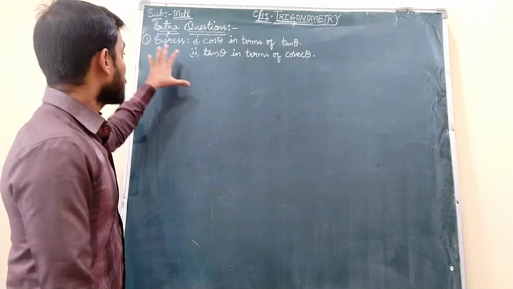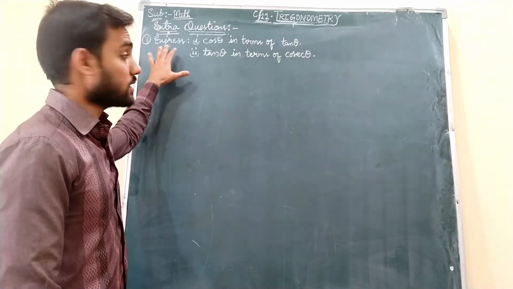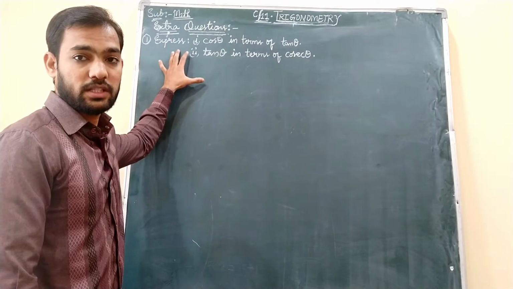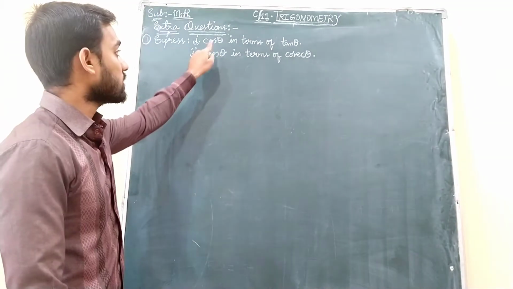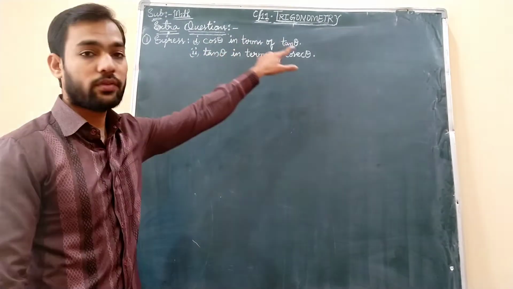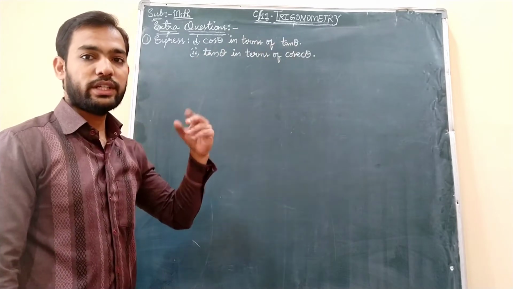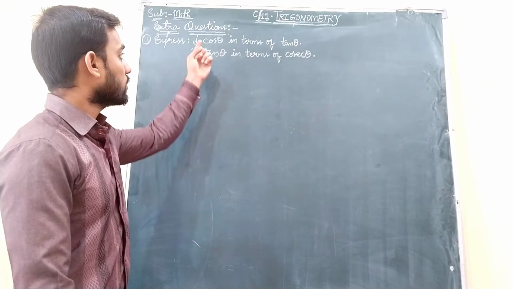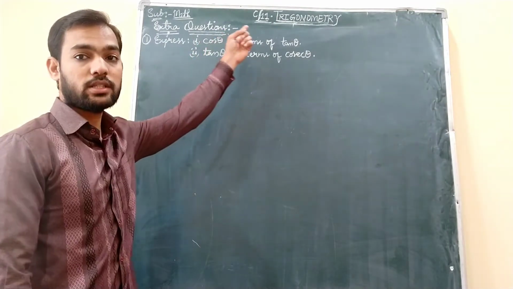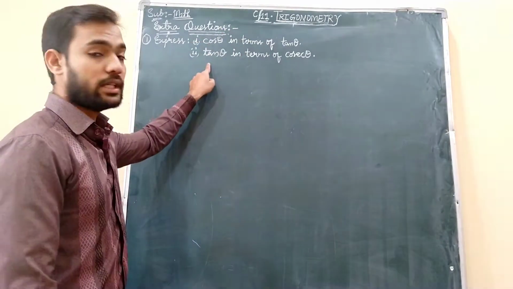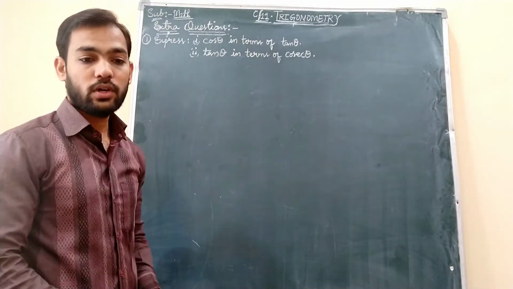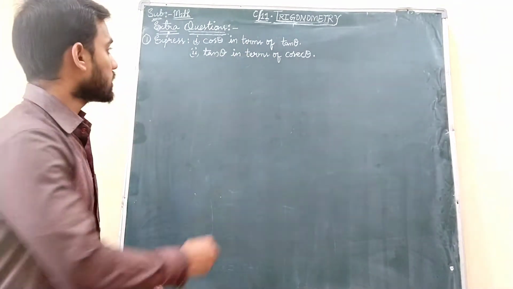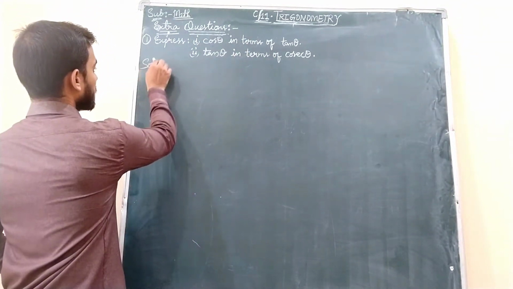Okay, so our first extra question is: express cos theta in terms of tan theta. One ratio you need to express in terms of another trigonometric ratio. So in the first bit cos theta should be changed in terms of tan theta, and in the second bit tan theta should be changed in terms of cosecant theta. Okay, so let us see how to do this one.